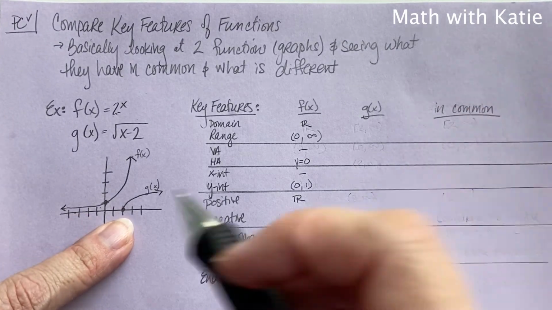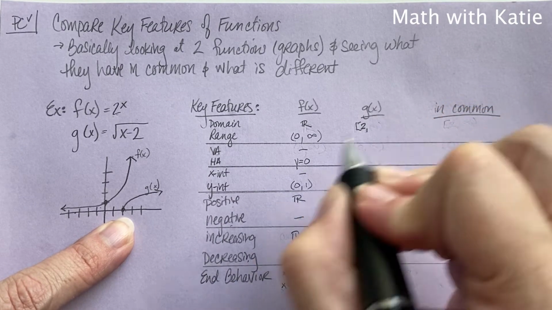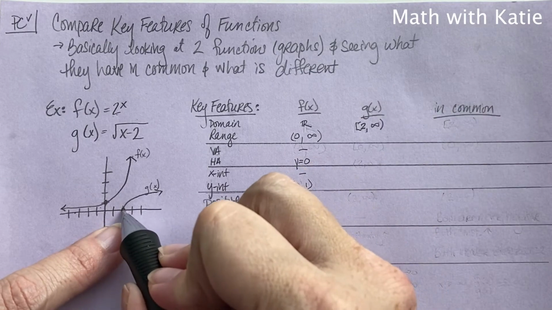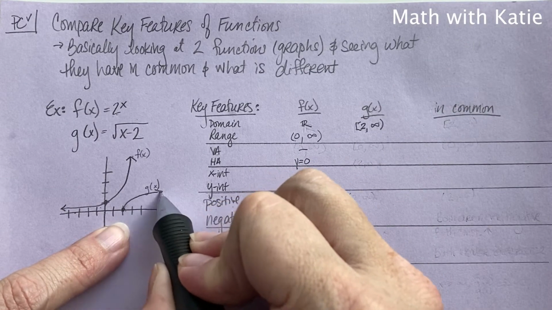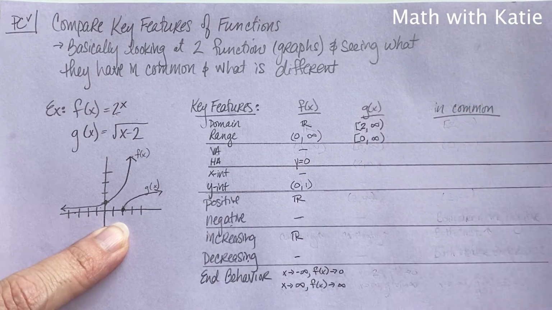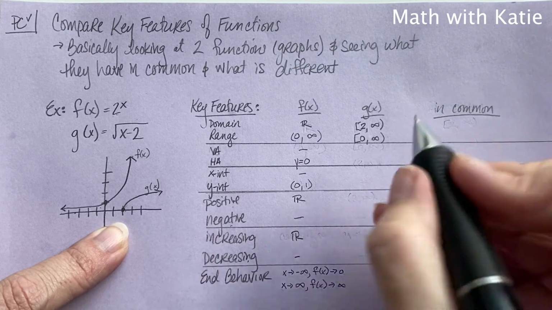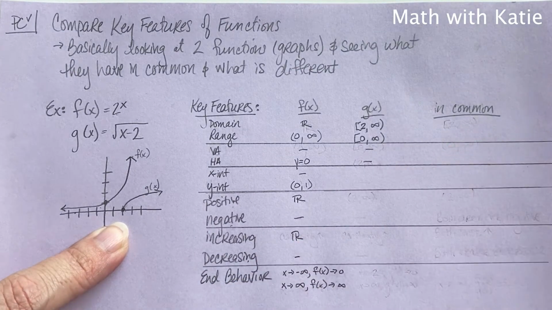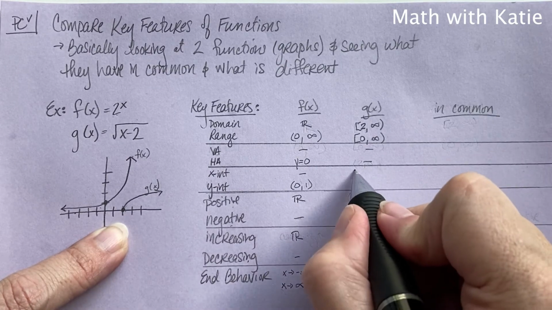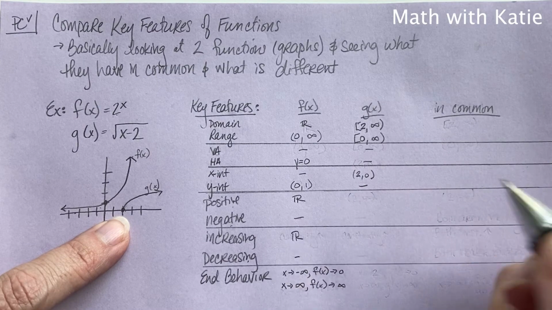Okay, our domain. Well, it starts at 2 and goes to infinity. Our range, the y value starts at 0 and goes to positive infinity. Does it have a vertical asymptote? No, and no horizontal asymptote. Right? Does it have an x-intercept? Yep, at 2, 0, but it never crosses the y-axis.